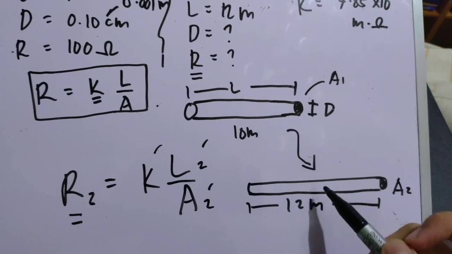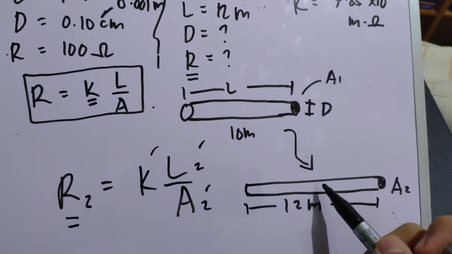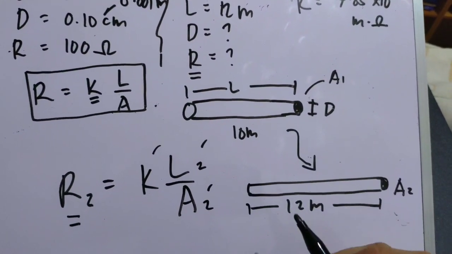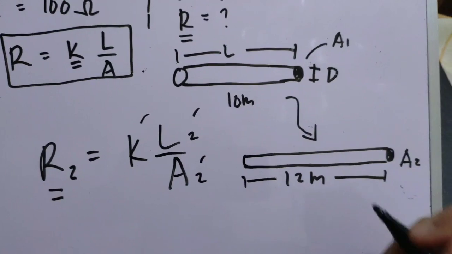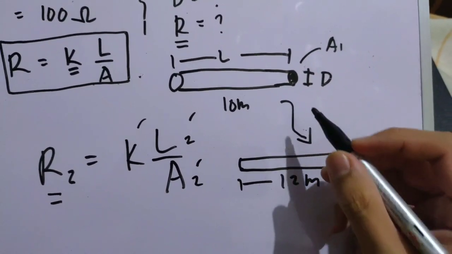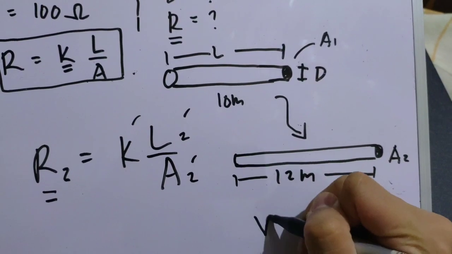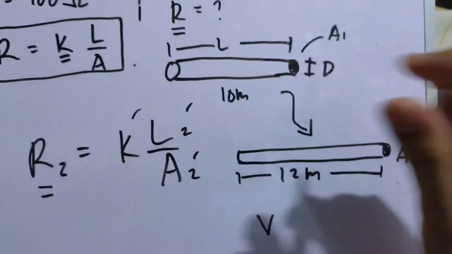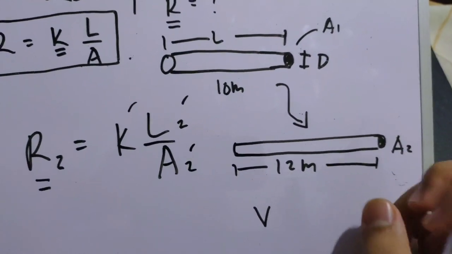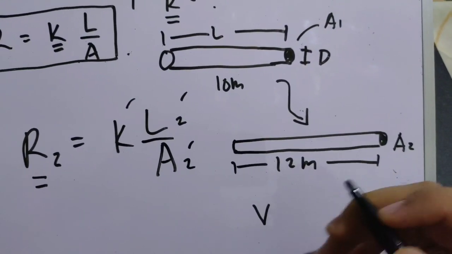Pero sa tingin mo, ano yung hindi nagbago dito? Paano mo mako-compare yung naunang wire dun sa pangalawang wire? Ano yung hindi nagbago sa kanila? So ang constant dito ay yung volume. Kasi yung original wire mo, ni-stretch mo lang siya. Hindi mo binago yung volume niya. Hindi mo siya binawasan. Hindi mo siya dinagdagan. So constant lang yung volume niya.